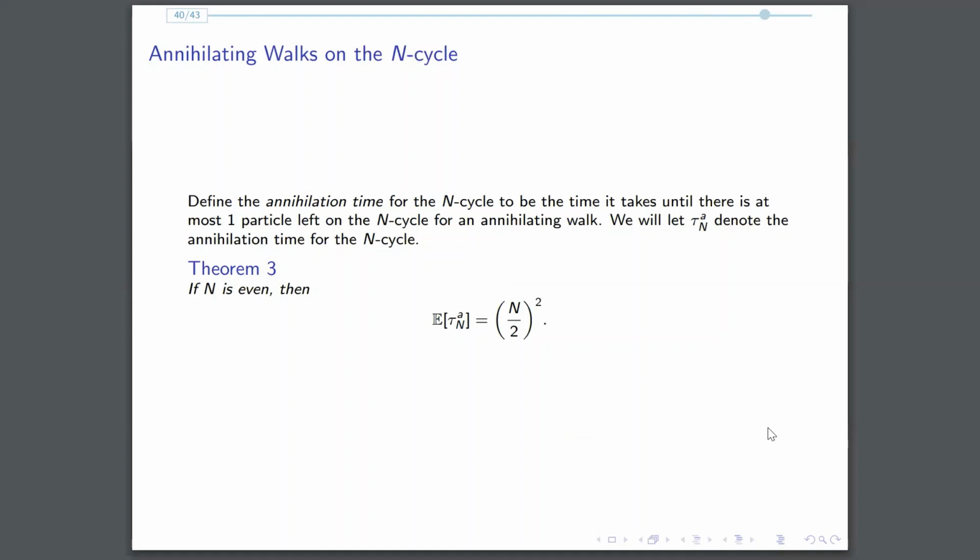So we'll now define the annihilation time for the n-cycle to be the time it takes until there's at most 1 particle left on the n-cycle for an annihilating walk. And then we'll denote the annihilation time for the n-cycle by tau n a. We have a proof of a theorem, which is that if n is even, then the expected value of tau n a is equal to n over 2 squared.